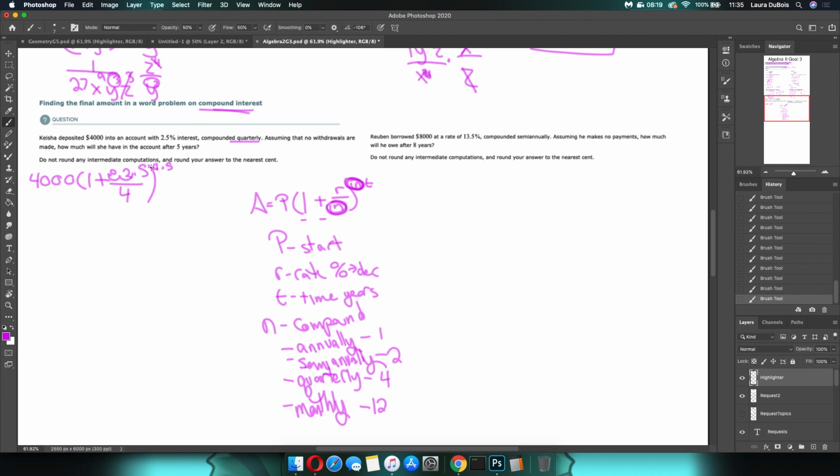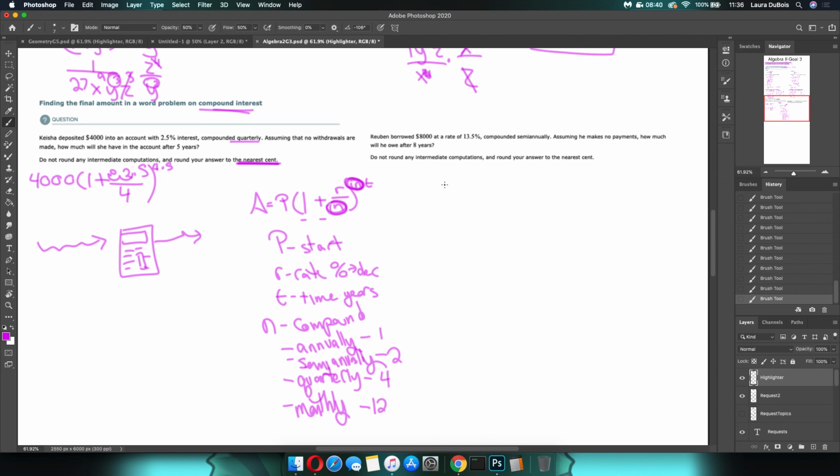And again, the calculator does the work for you. Once you input that into your calculator, all the rest of it will spit out your answer. The thing to keep in mind, this time instead of rounding to the nearest whole number, we're rounding to the nearest cent, so that's 2 decimal places.